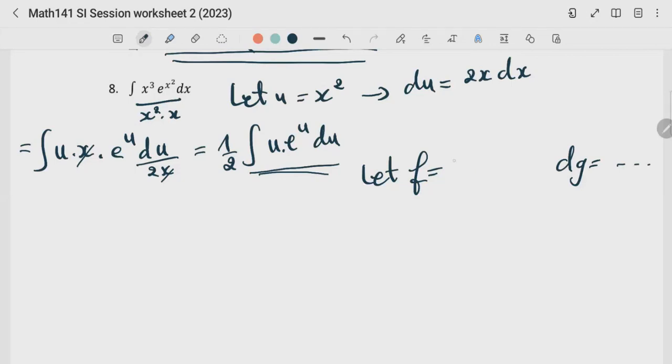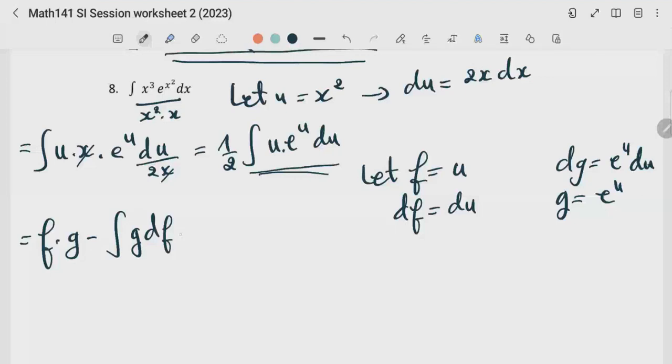Right, so let's try that. Let f be u, and let dg be equal to e to the u du. So now our df will be du, right? Our g will just be e to the u, because you know that the integral of e to the u is just e to the u, right? So the formula tells us that we would have f times g minus g times df, right?